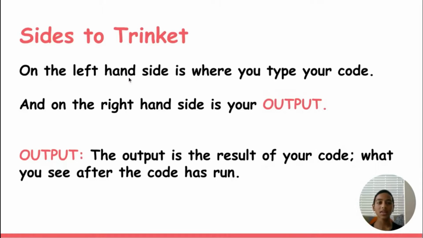Two sides to Trinket. On the left-hand side is where you type all your code. And on the right-hand side is your output, or the result of your code. It's what you see after the code is run.